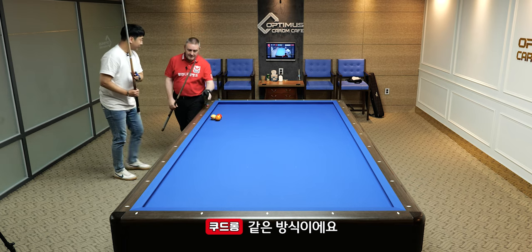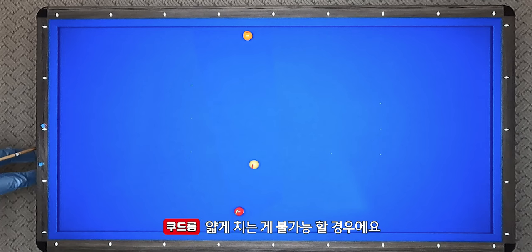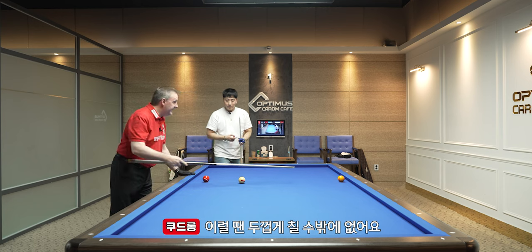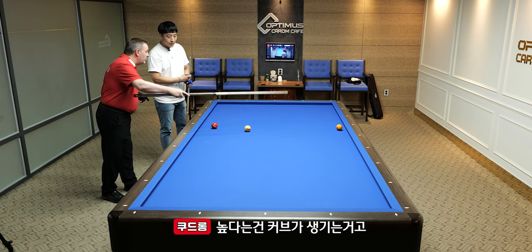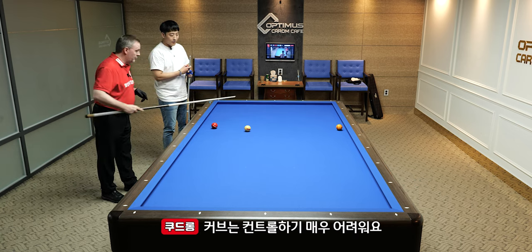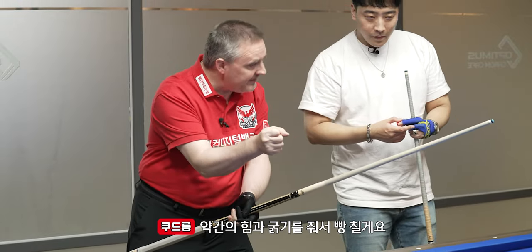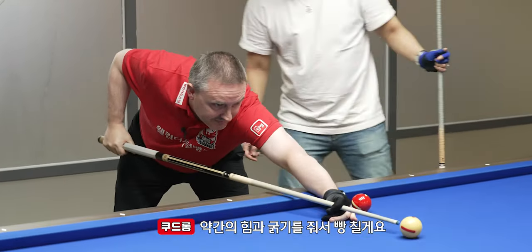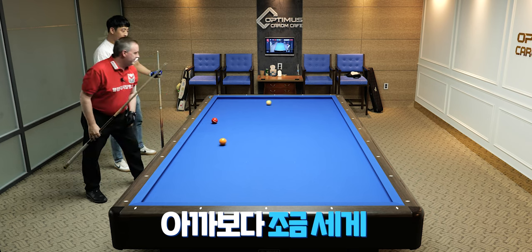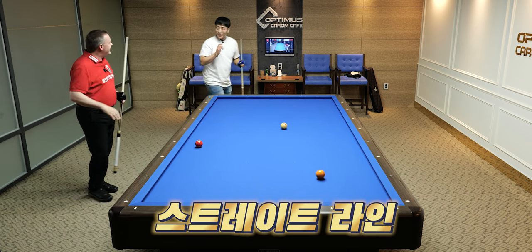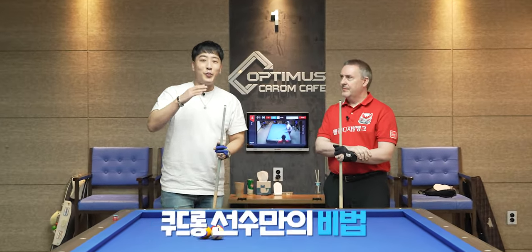So, and same. Thin is not possible because thin 1, 2, 3. I need a lot of ball, more ball. But I cannot play high. High means curve. Curve is very difficult to control. So this I play just like this, same, a little bit bang, tick. Hit the ball. Like this. Straight line. I understand.